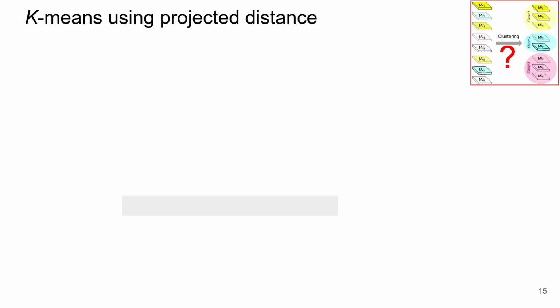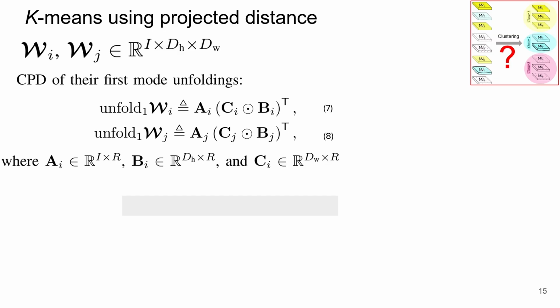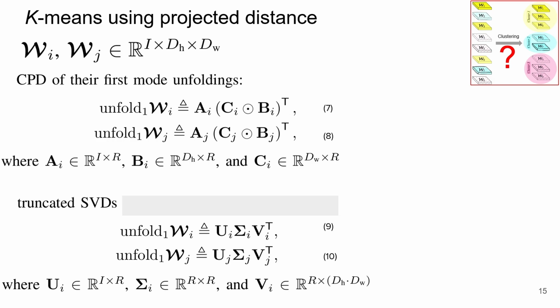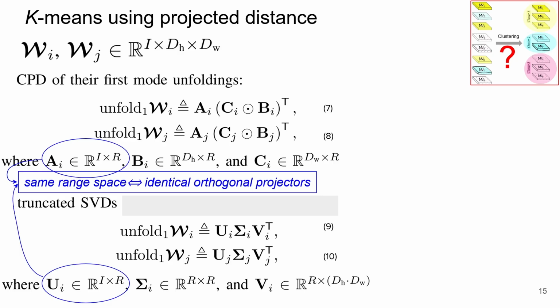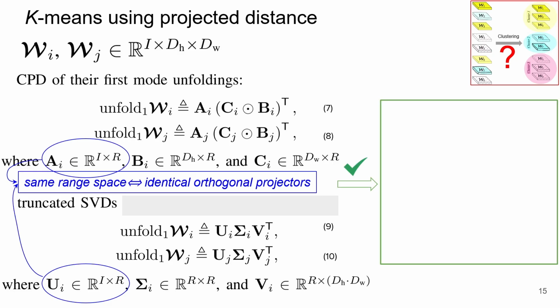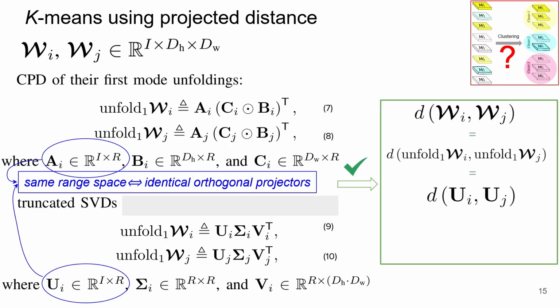To illustrate the idea, let us take two filters of the same size. Their decompositions can be coupled with respect to the first mode factor matrices, as shown in equations 7 and 8. At the same time, their truncated singular value decompositions reveal that two matrices span the same space if and only if their orthogonal projectors are identical. Based on this observation, we measure the similarity between filters using their projected distances, as formalized in the equation.